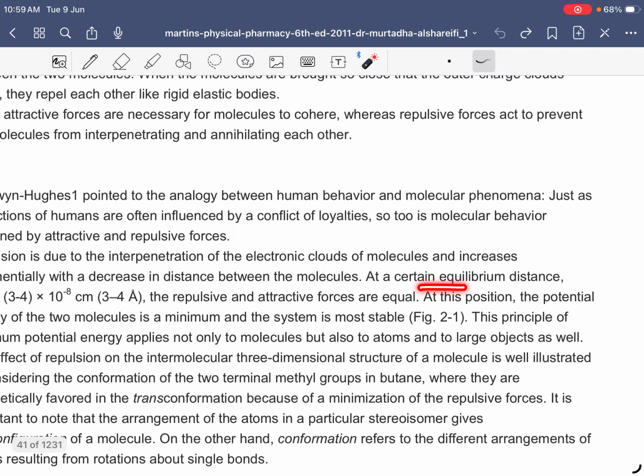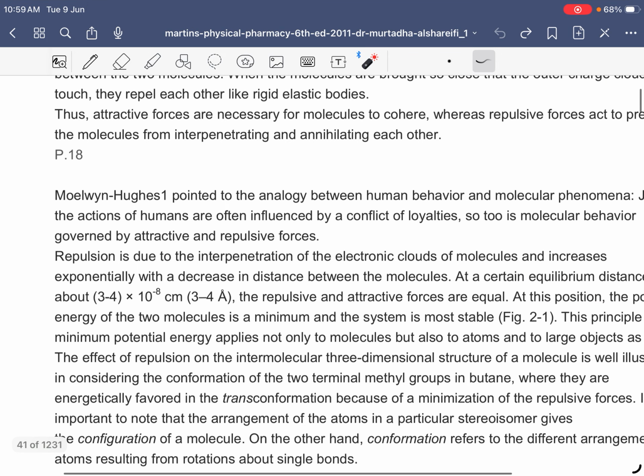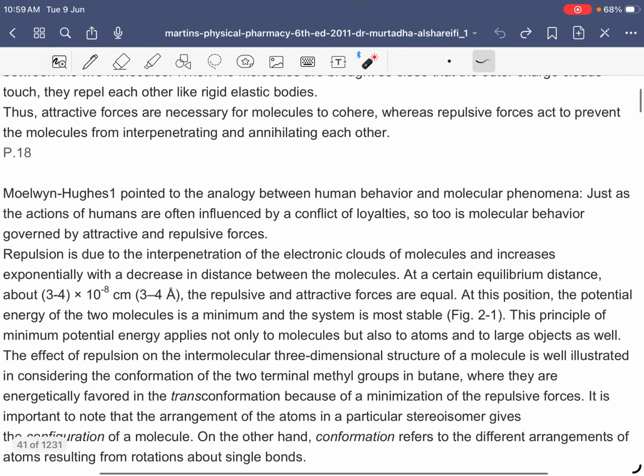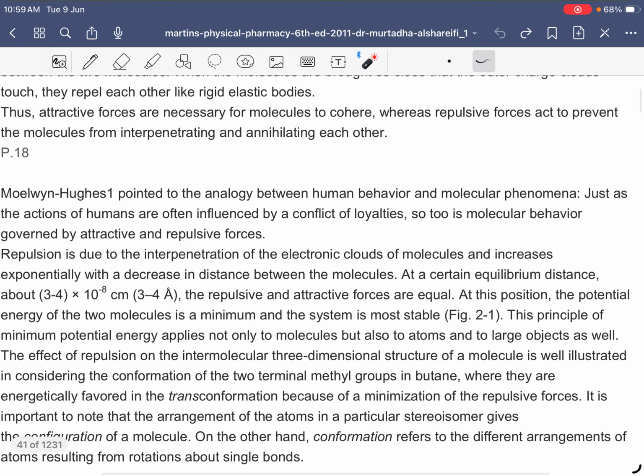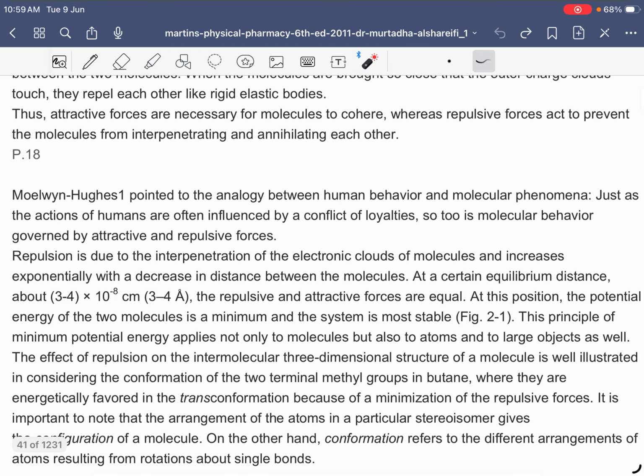At a certain equilibrium distance, about 3 to 4 into 10 to the power minus 8 centimeter, which is 3 to 4 angstrom, the repulsive and attractive forces are equal. At this position, the potential energy of the two molecules is a minimum and the system is most stable.